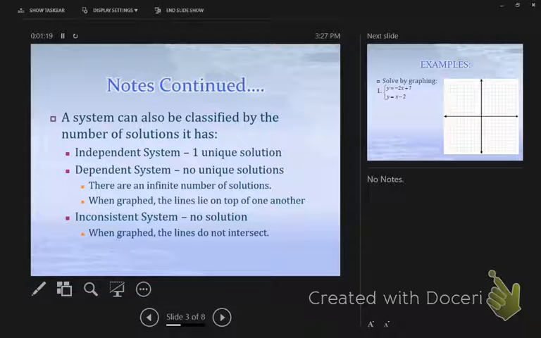An inconsistent system has no solution. When graphed, the lines do not intersect. They don't touch, or you can remember that they are parallel lines.